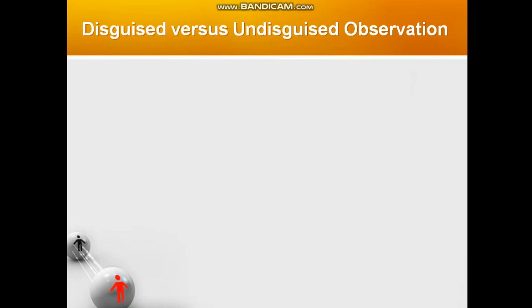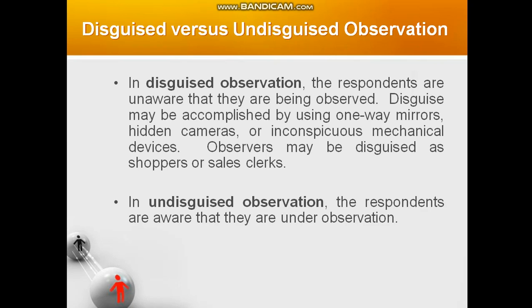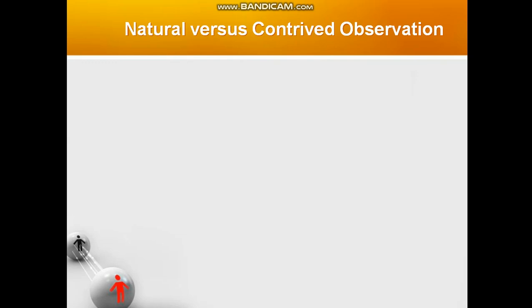Then comes the disguised versus undisguised observation. A disguised observation is when the respondents are unaware that they are being observed. Disguise may be accomplished by using one-way mirrors, hidden cameras, or inconspicuous mechanical devices. Observers may be disguised as shoppers or sales clerks. The undisguised observation, here the respondents are aware that they are under observation.